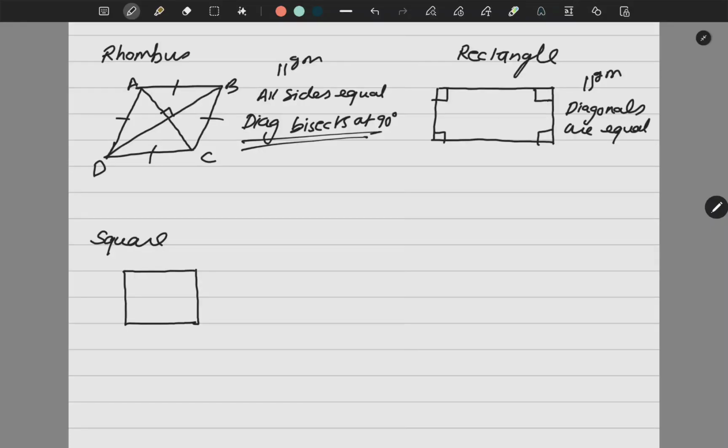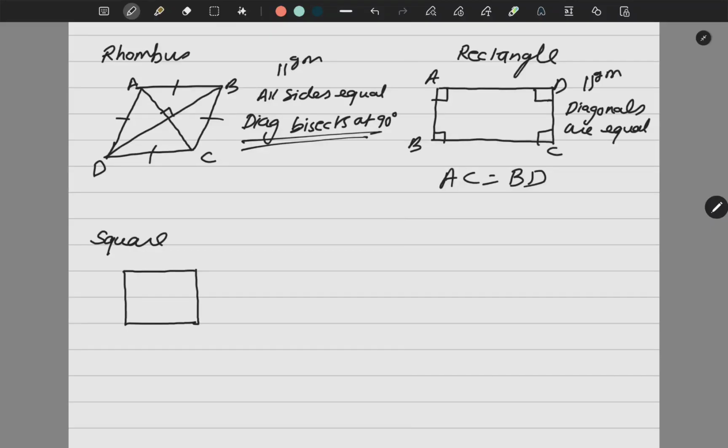See, in a parallelogram, I said the diagonals bisect each other. I never said they are equal. But the rectangle has the property that the diagonals are equal. Meaning if I have A, B, C, D, then AC is equal to BD, always. So this is a separate property, like for the rhombus, I have diagonals bisect at 90 degrees.